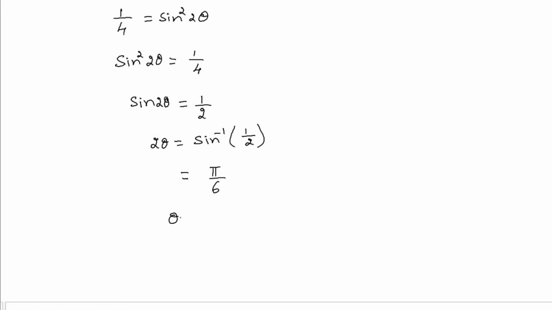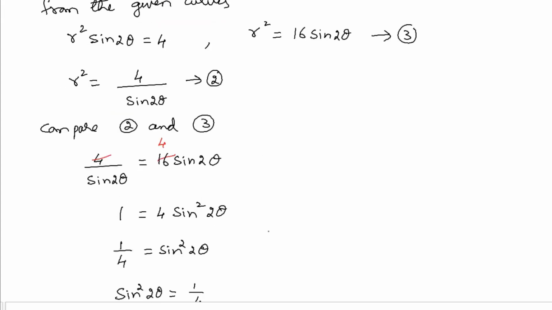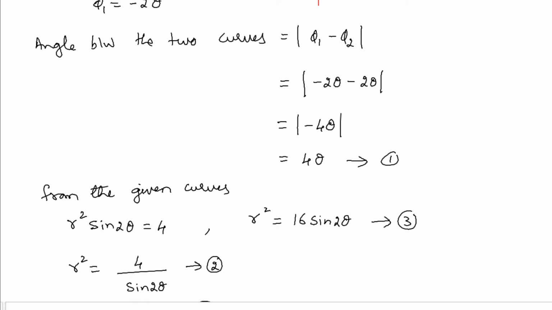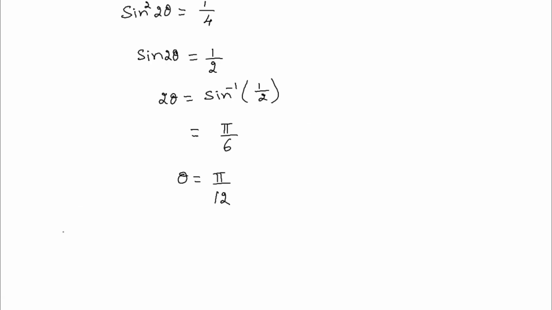So the value of theta will be equal to pi divided by, just cross multiply the 2 to the other side, 6 times 2 is 12. So we got the value of theta to be pi by 12. Now if you go back to equation number 1, its value is 4 theta. So just plug this value of theta back into equation number 1, so substitute theta back in equation number 1.